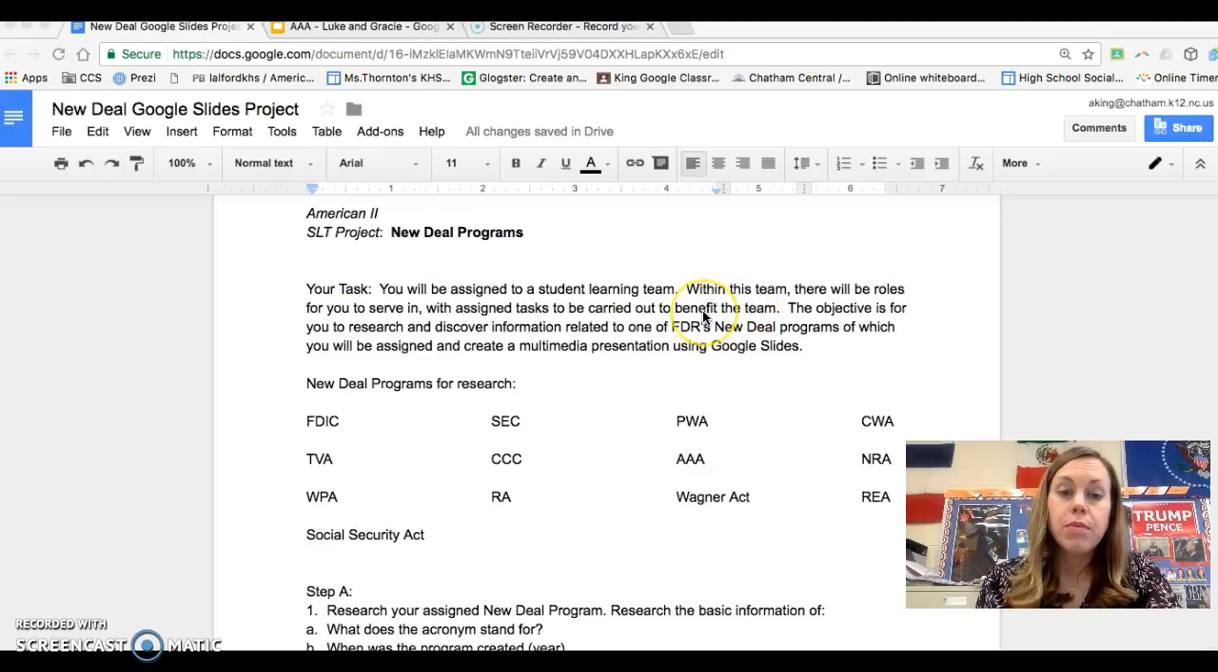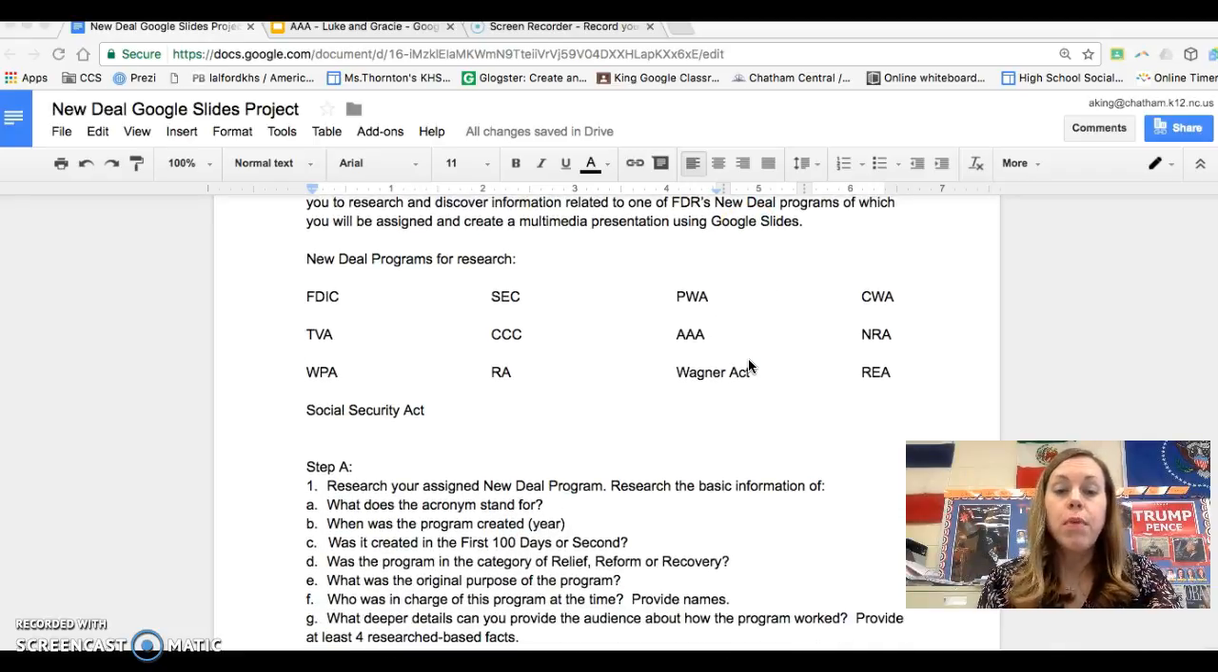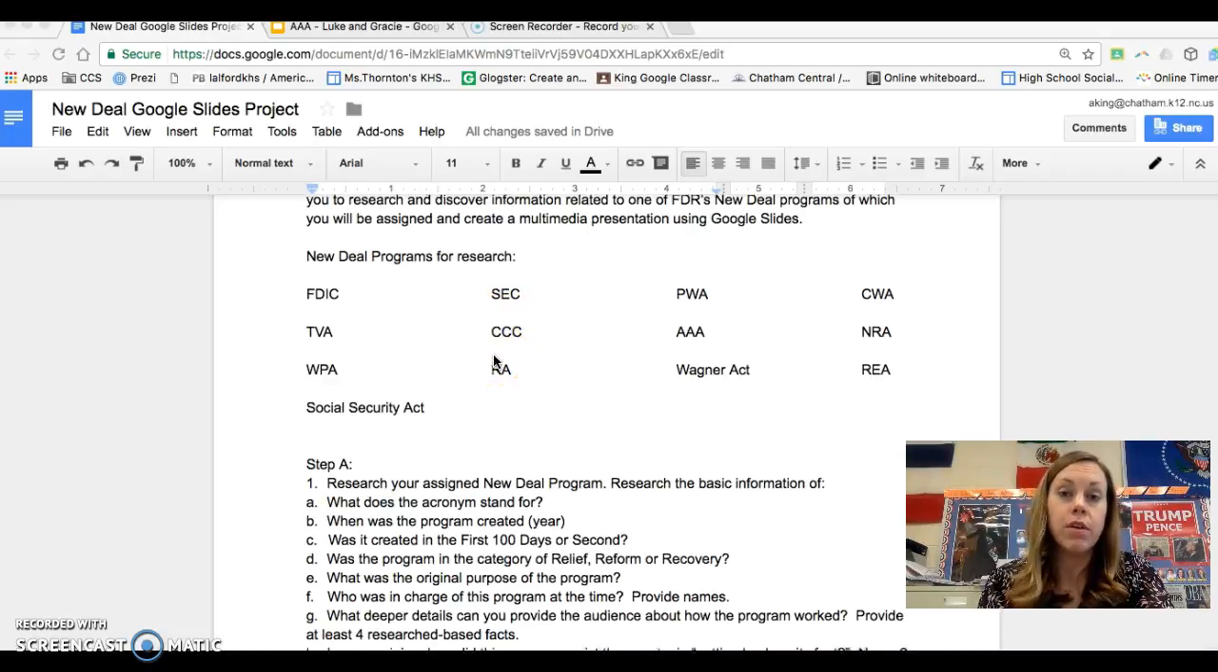It says within this team there'll be roles for you to serve in, and you'll be asked to carry out those roles. The objective is to research and discover information related to one of FDR's New Deal programs, of which you'll be assigned, and you'll create a Google slide presentation to show that program. Okay, so you may choose one of these that's on the list here. We can only have one group of CCC per class. Okay, so only one group within the class will have one program.